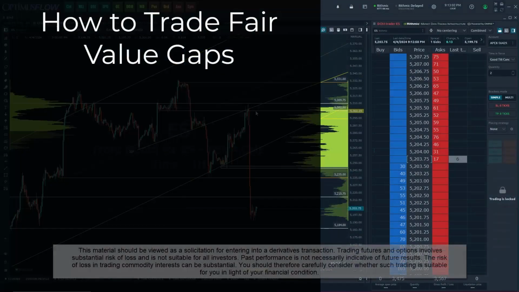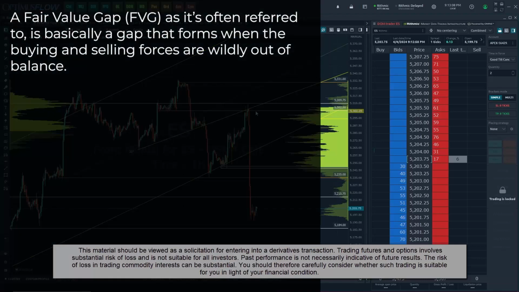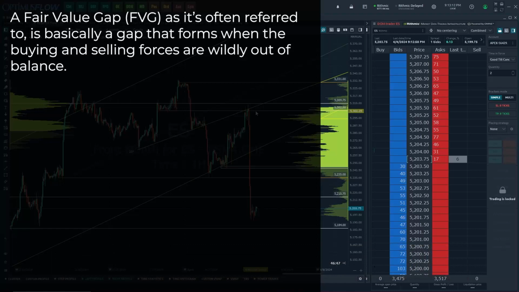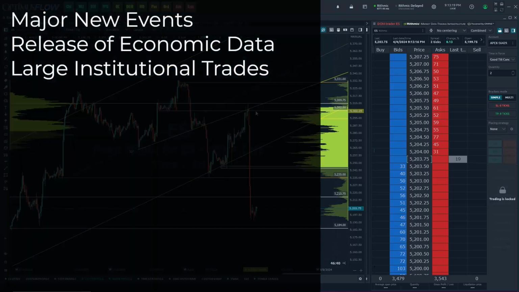Everyone. In today's video, we'll be going over how to trade fair value gaps. A fair value gap, as it's often referred to, is basically a gap that forms when the buying and selling forces are wildly out of balance. There's a number of things that can cause this mismatch, including major news events, the release of certain economic data, or even hefty trades by big institutions.